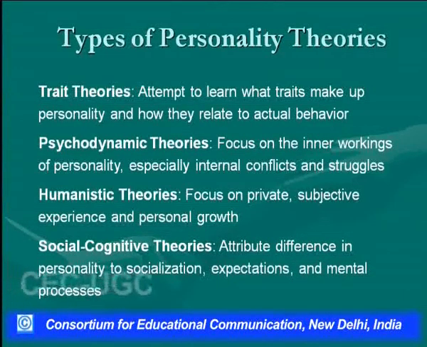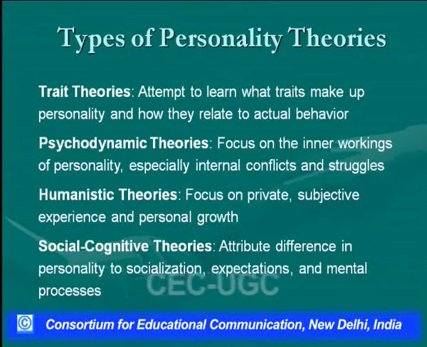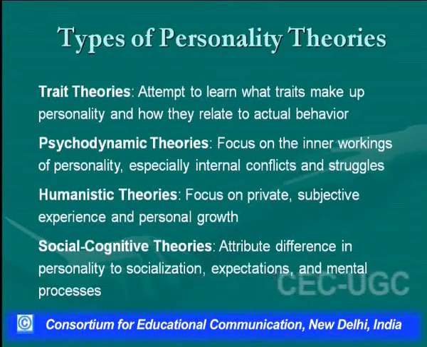We'll start from the first theory, the trait theory. Here we attempt to learn what the particular traits of an individual are, and that is what we call the trait theory. Whereas in the psychodynamic theories, there are many conflicts happening in the human mind. On some issues we say yes, on some issues we say no. So there is a constant series of struggles and conflicts happening within an individual. Based on this you develop a particular theory which is called the psychodynamic theory.